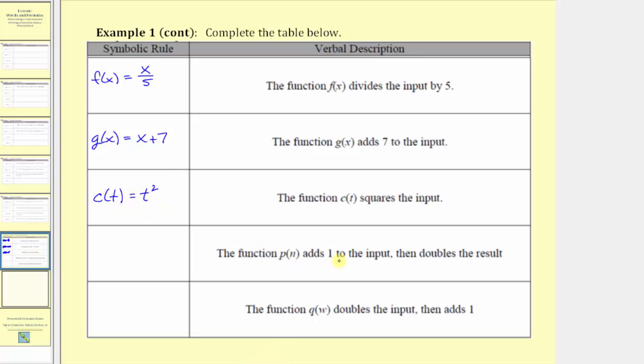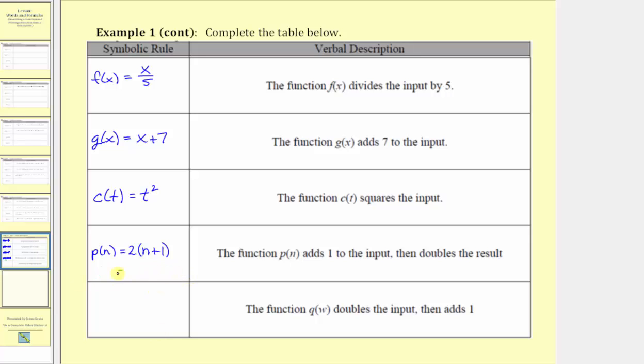Next we have the function p of n adds 1 to the input and then doubles the result. So here the function p of n performs two operations, and because the function is p of n, we know the input is n, and the first thing p of n does is add 1 to n, which would be n plus 1, then doubles the result, which means we want to take the quantity n plus 1 and multiply by 2. So we could put times 2 here on the right, but because multiplication is commutative, it would be more common to write 2 times the quantity n plus 1. But again, it still would be correct to write p of n equals the quantity n plus 1 and then times 2 if we wanted to.